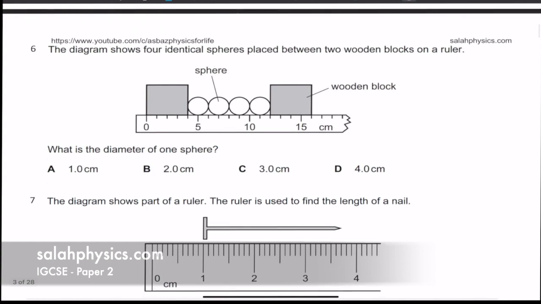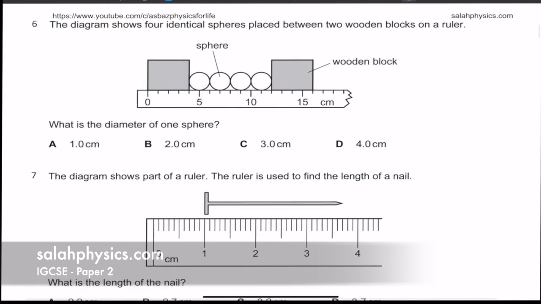That was easy. In question 6, the diagram shows 4 identical shapes placed between 2 wooden blocks on a ruler, and they ask what is the diameter of one shape.